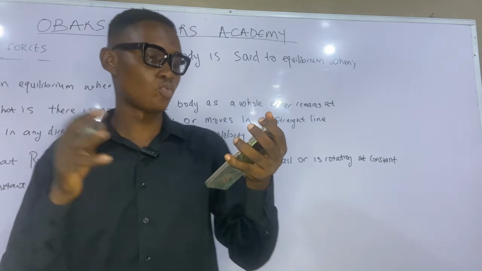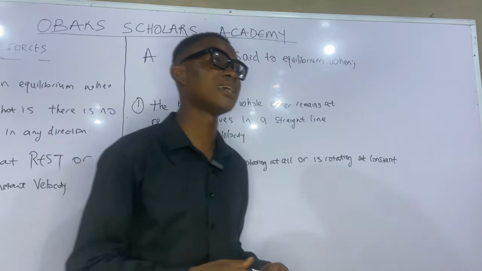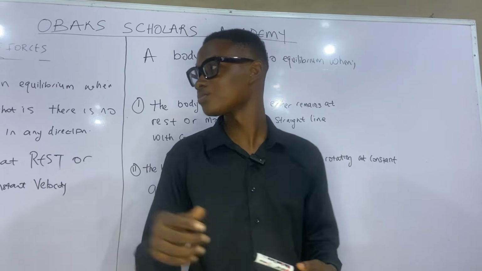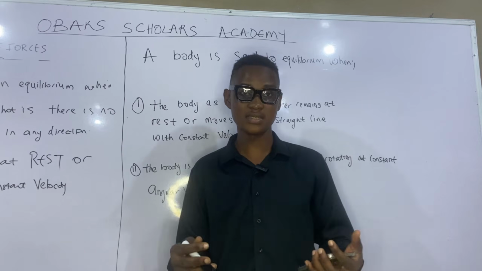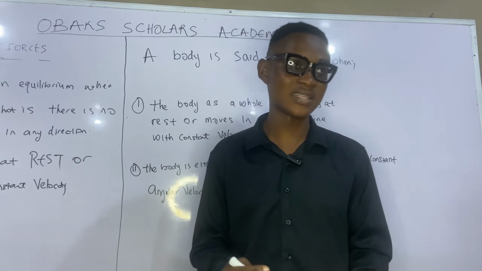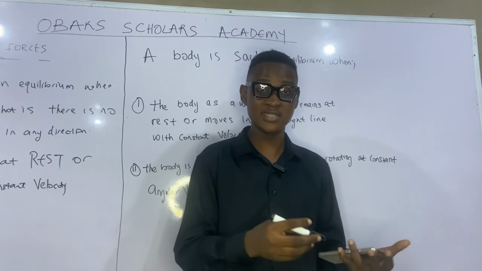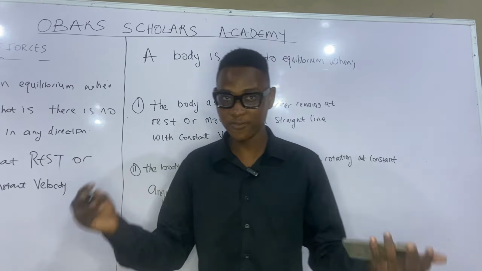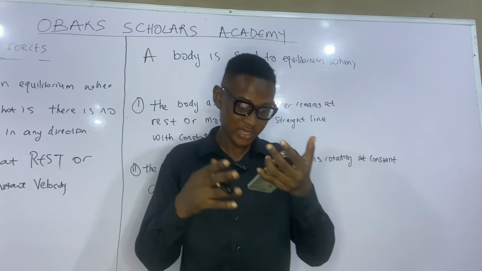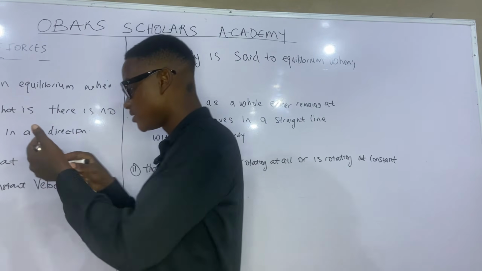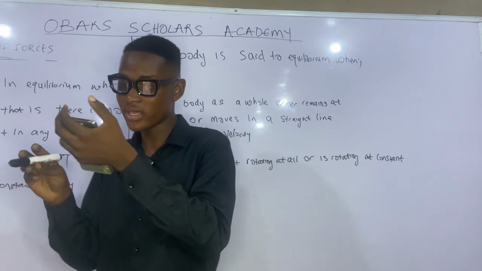So let's go to the next concept. The next one that we're looking at is resultant and equilibrant forces. When a body is in equilibrium and the body has forces acting on it, it means that the sum total of the forces acting on that body is zero. That means when you get the net force acting on that object, it is zero.